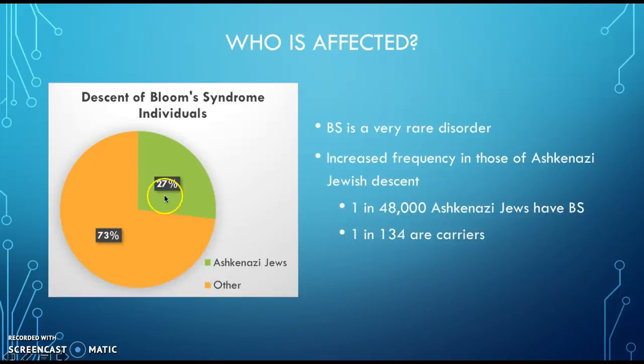So who's affected? 27% of those with Bloom syndrome are of Ashkenazi Jewish descent. Bloom syndrome overall is a very rare disorder, but there is an increased frequency in those of the Ashkenazi Jewish descent. Ashkenazi is Hebrew for German, and so they originate in Eastern Europe, and those of specifically Polish descent are found to be more affected. And here are some stats on the frequency of Bloom syndrome in Ashkenazi Jews, and it's 1 in 134 are carriers.